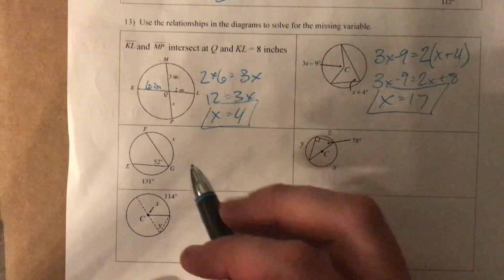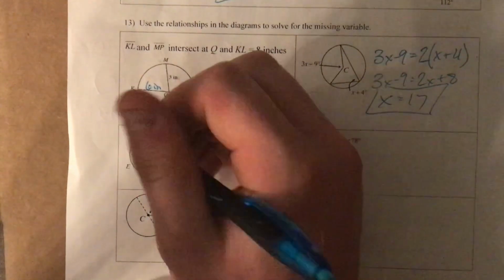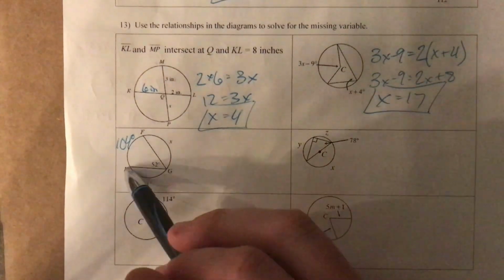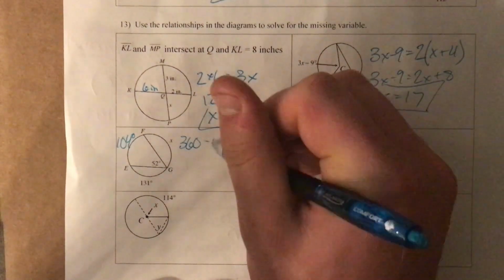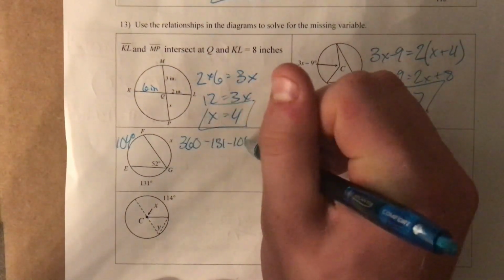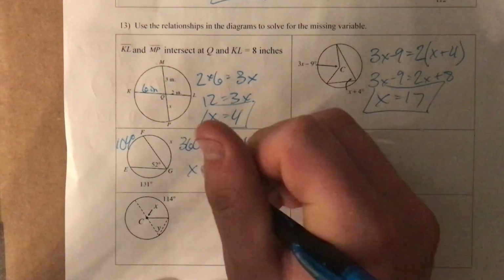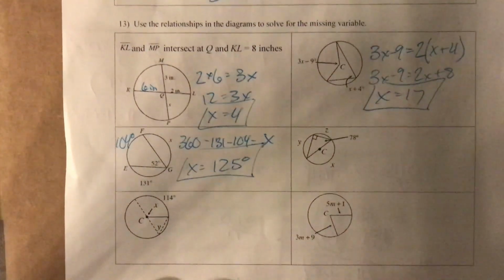Let's see, onto this one. So we know 52, so inscribed angle, the arc is going to be double that, so 104 degrees. I've got 131, I've got 104. Let's take that 360 minus 131 minus 104, and that's going to give us what x is. This ends up being 125 degrees. Awesome.